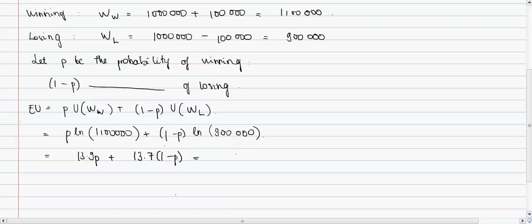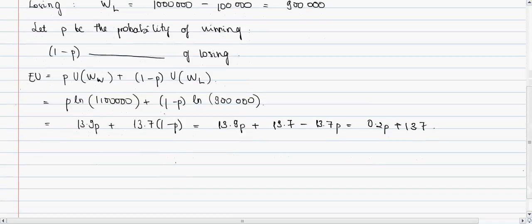And so if I expand everything and simplify it, I get 13.9 P plus 13.7 minus 13.7 P, and so I get 0.2 P plus 13.7. Okay, so that is the expected utility the person can get if he decides to do the gamble. So if he decides to play the game.